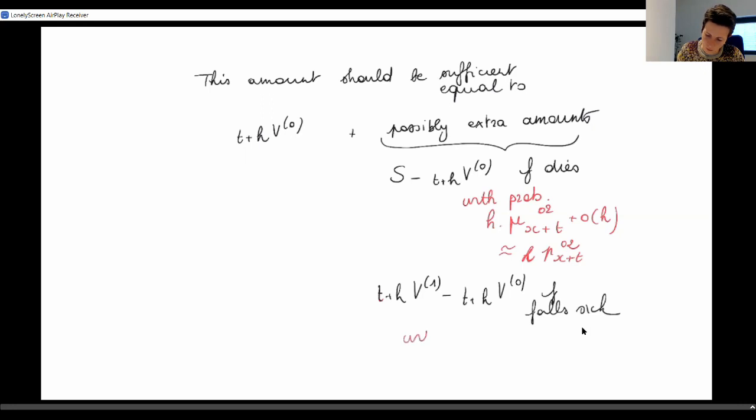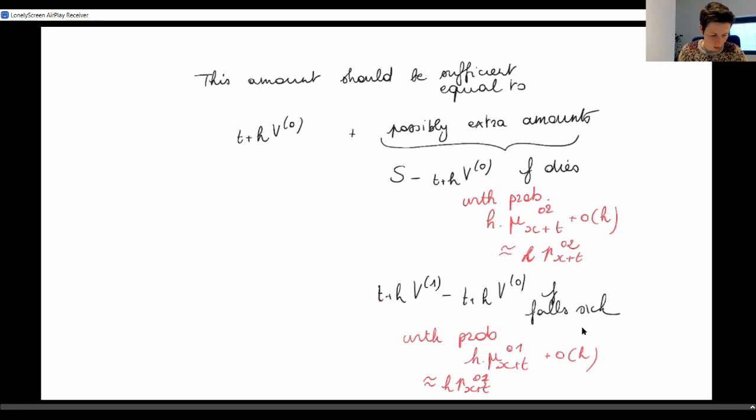And that's going to happen with a probability h multiplied with mu x+t 01 plus little o of h. And that's the probability once again to make this transition from 0 to 1 in the interval between t and t plus h. So why can I write it like this? Because of course, if my policyholder at time t plus h is in state 1, I will need to hold this amount, right? So if I write it as this amount plus something extra, then I need to subtract here the policy value, which I no longer need if my policyholder falls sick instead of is in state zero.